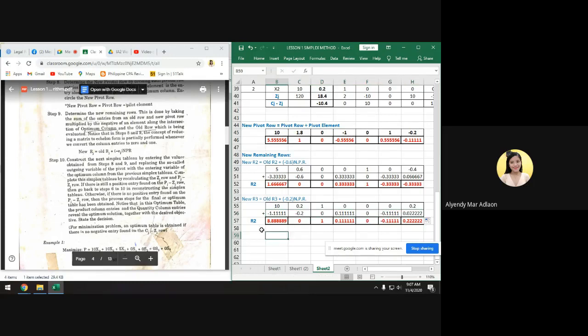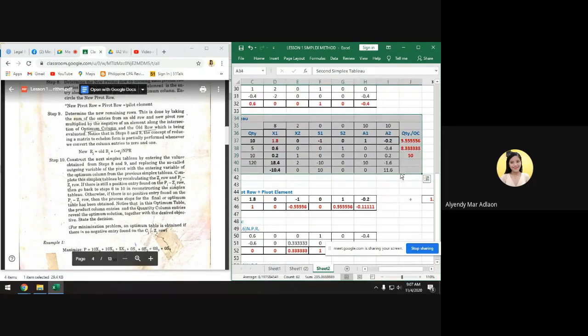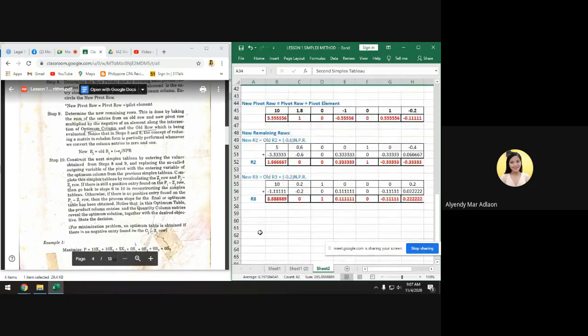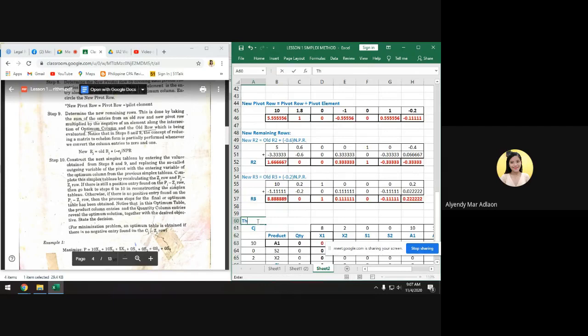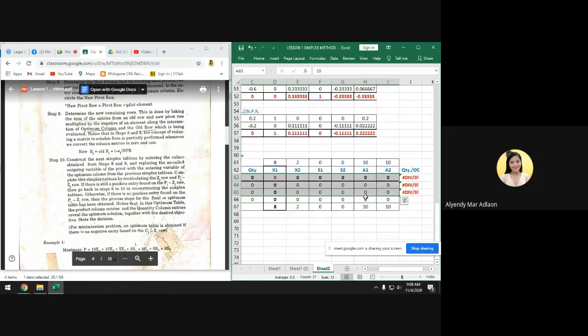So we can now proceed to our third simplex tableau. So actually, this is the last tableau. Okay, we have the third simplex tableau. Okay, so before that, ako sang i-erase ning mga naana po diri.